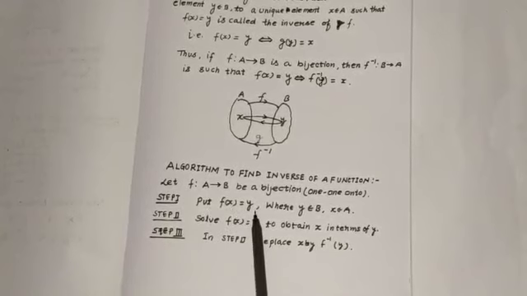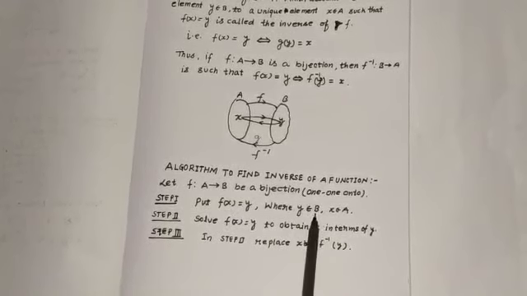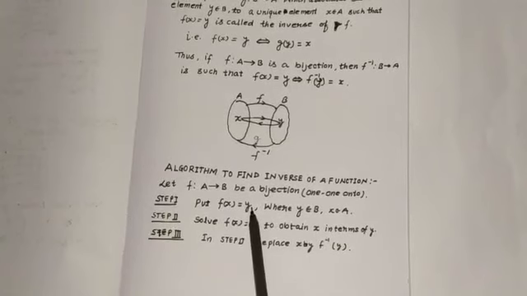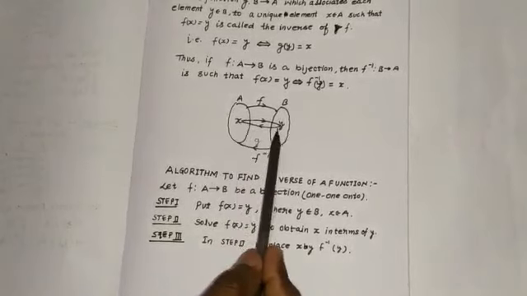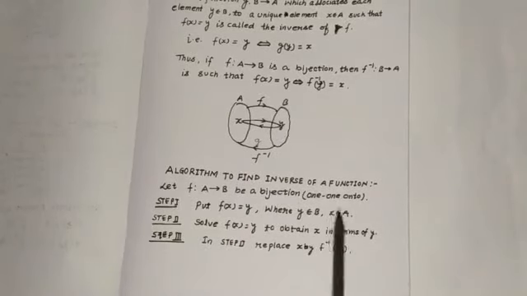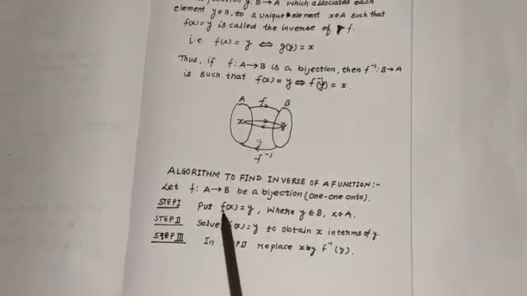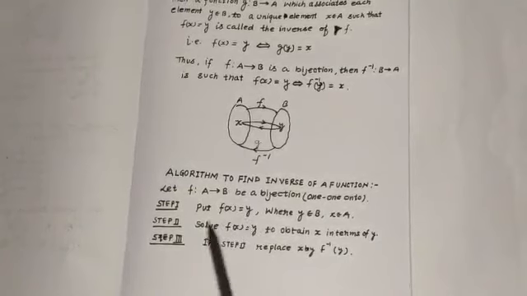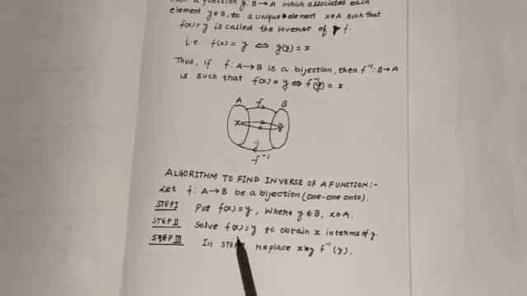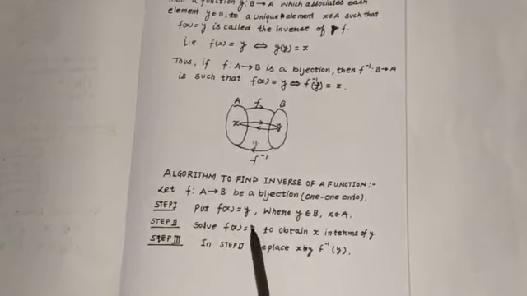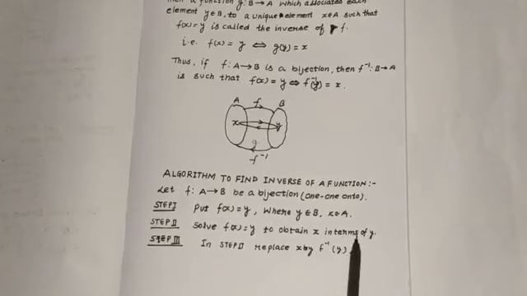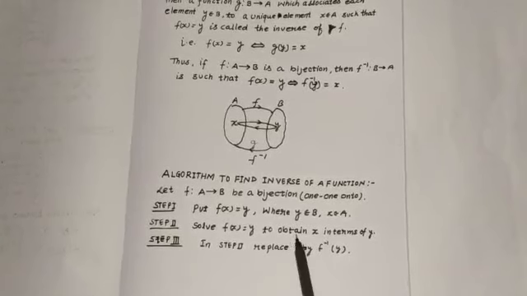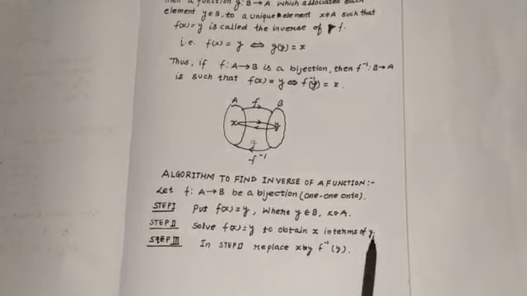Here the first step is put f(x) equals y, where y belongs in B. See here, f(x) equals y, y belongs in B, and x belongs in set A. So first we have to write f(x) equals y and solve it. We have to solve this statement f(x) equals y, and find the value of x in terms of y. We have to obtain x in terms of y.